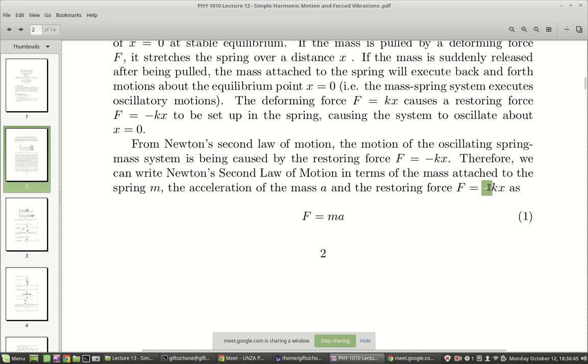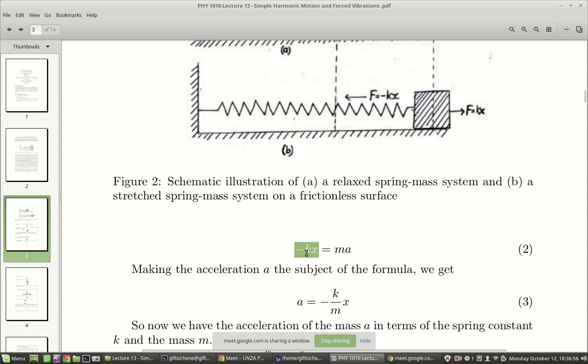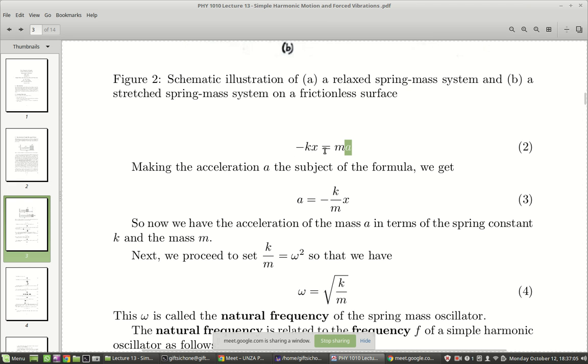Because we're always interested in the acceleration, we can make the acceleration the subject of the formula by dividing by m on both sides. So if we divide by m on both sides, we end up having a is equal to minus k over m times x. So basically, for a simple harmonic oscillator where a mass is attached to a spring, the acceleration is equal to minus k divided by m times x.